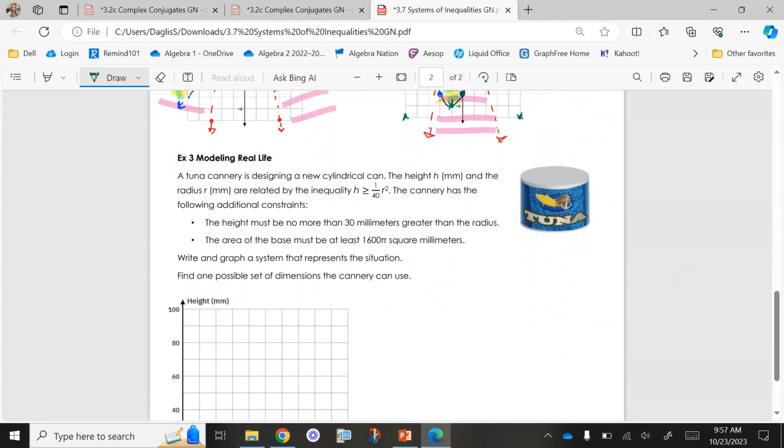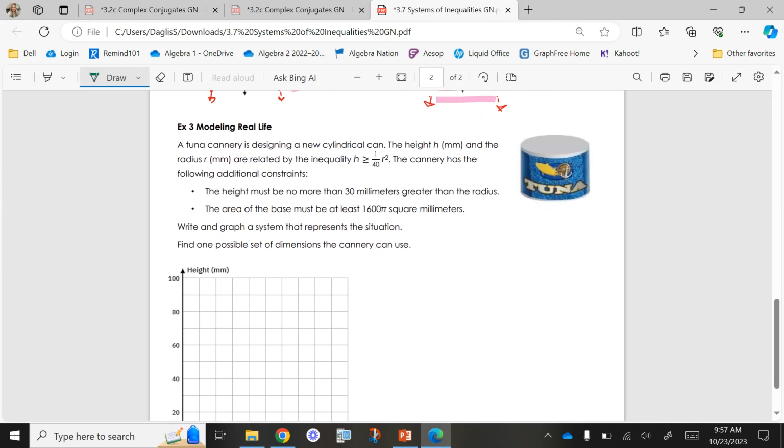Okay. All right. Let's talk about tuna cans. No.